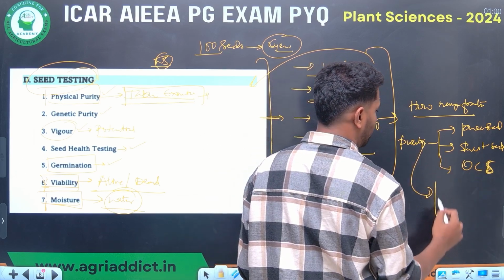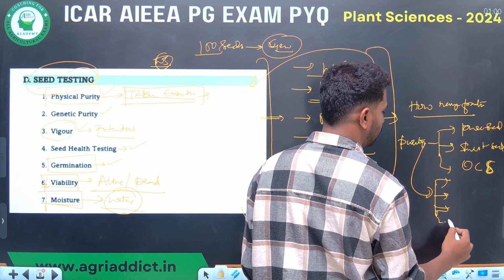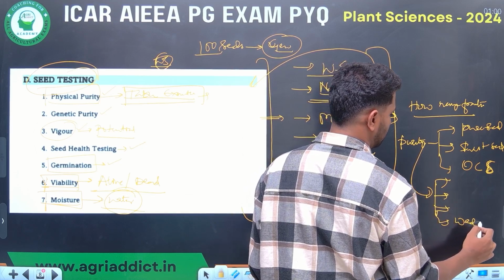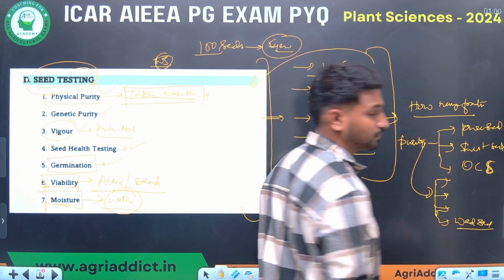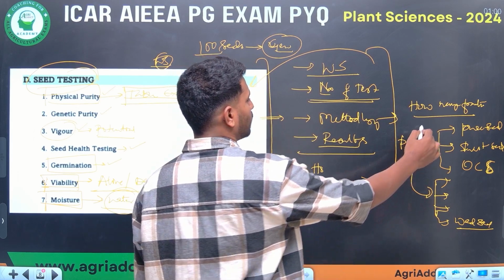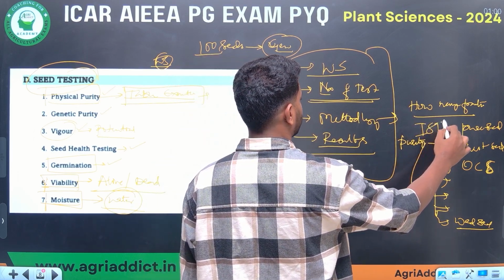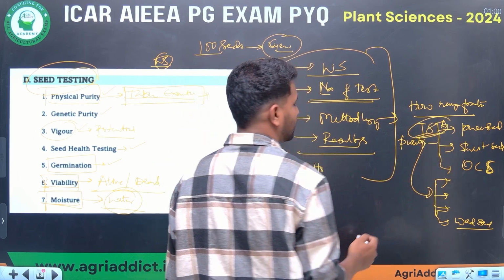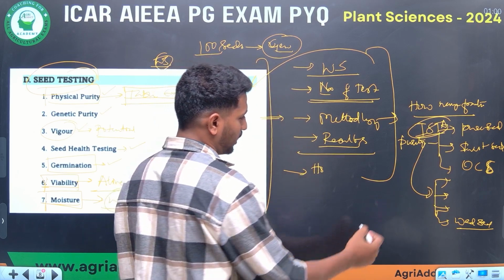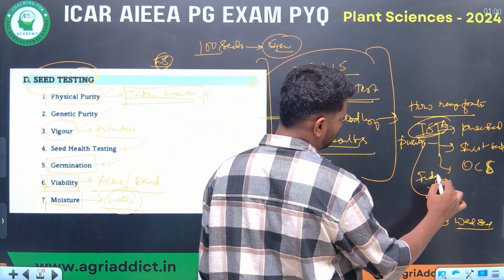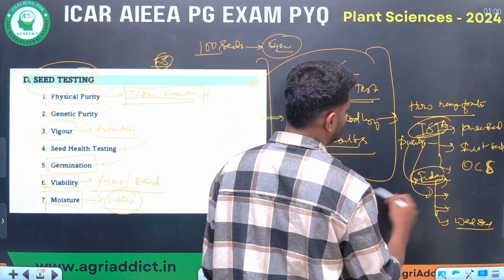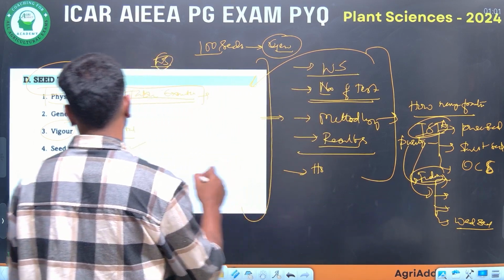If you talk about the Indian classification, along with these three, one more thing is added, which is weed seed. If you remember what I discussed in the class, this makes four. So the three-fraction system is according to ISTA. What is ISTA? ISTA is the International Seed Testing Association. And when it comes to the Indian system, we have four different categories under physical purity testing. So this is about the physical purity.